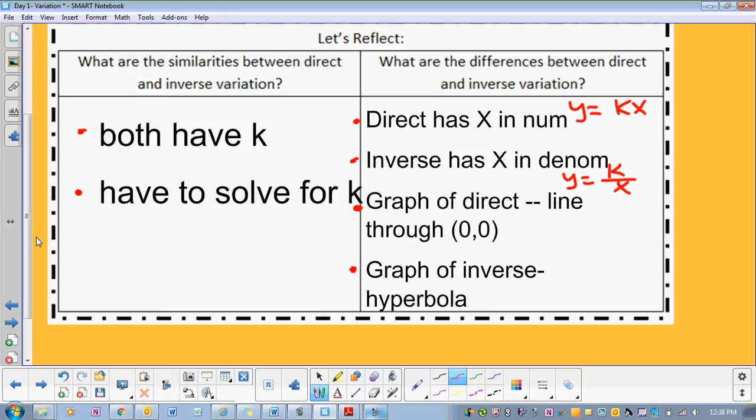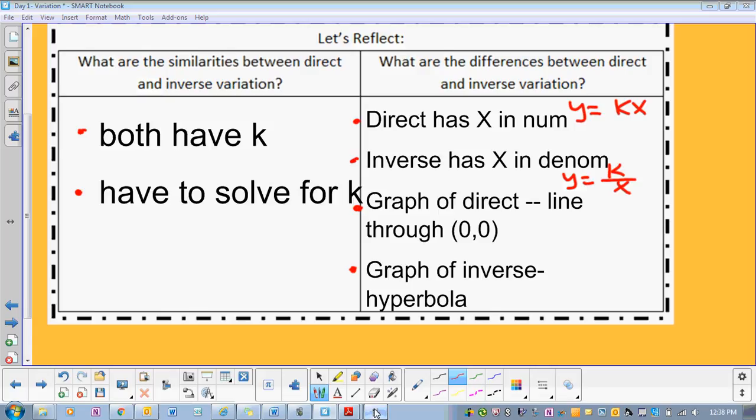That's what it was. I said hyperbola. I was trying to come up with the word earlier. I forgot. It's a hyperbola.